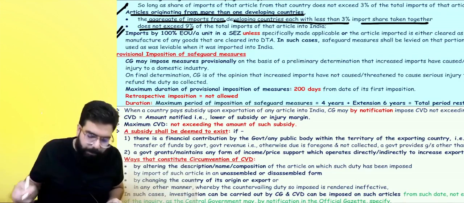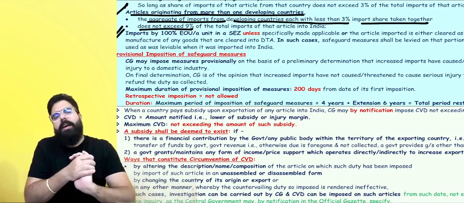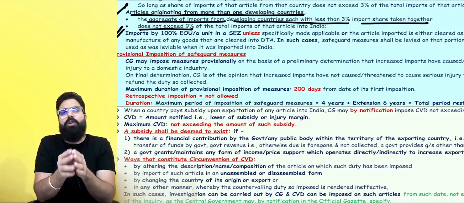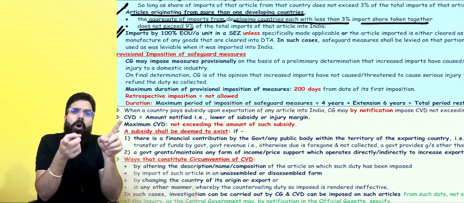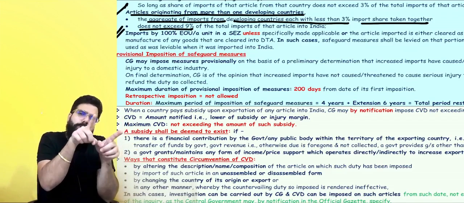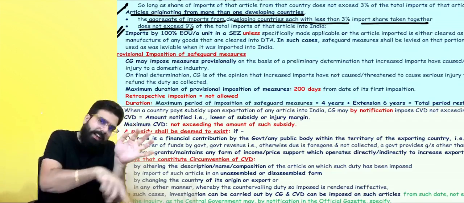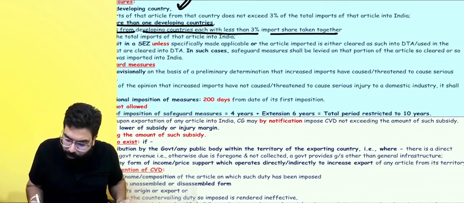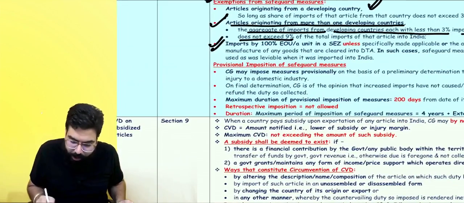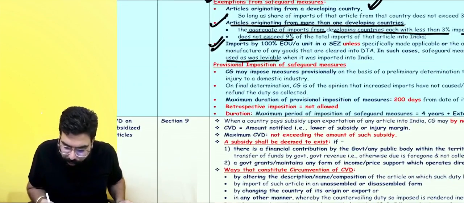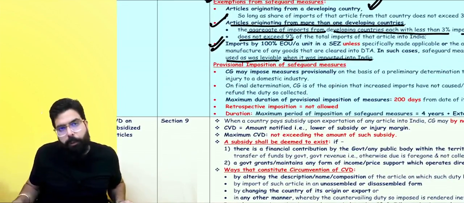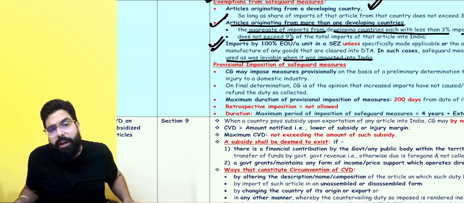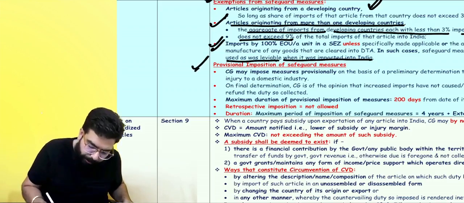Sir, if import is done by an EOU or an SEZ, then also there will be no safeguard duty. But if the EOU or the SEZ clears those goods into India, or makes goods from those imported materials and those goods are cleared into India, then the safeguard duty shall be levied on that portion of the article so cleared or so used, as was leviable when it was imported. Only on that much article which was cleared into India, safeguard duty shall be levied. Okay, sir, point is clear.